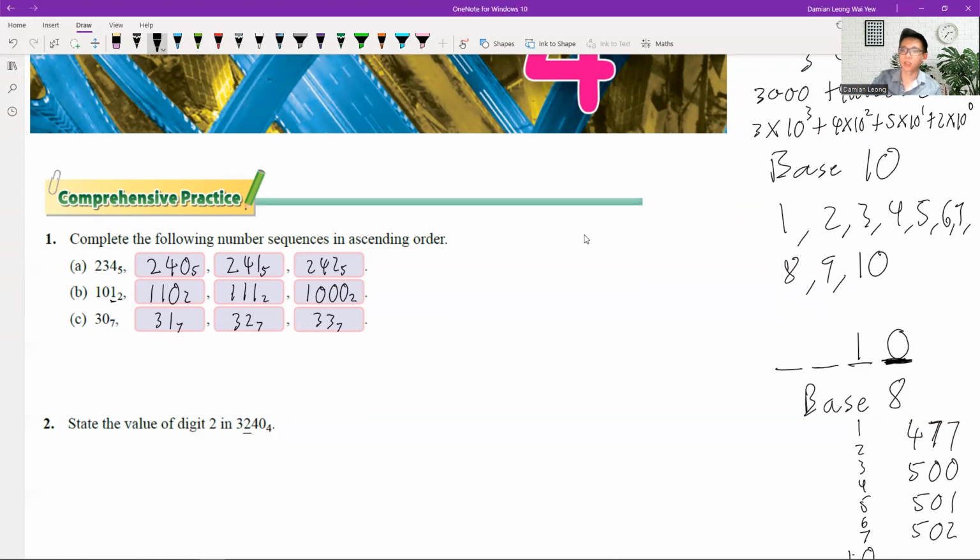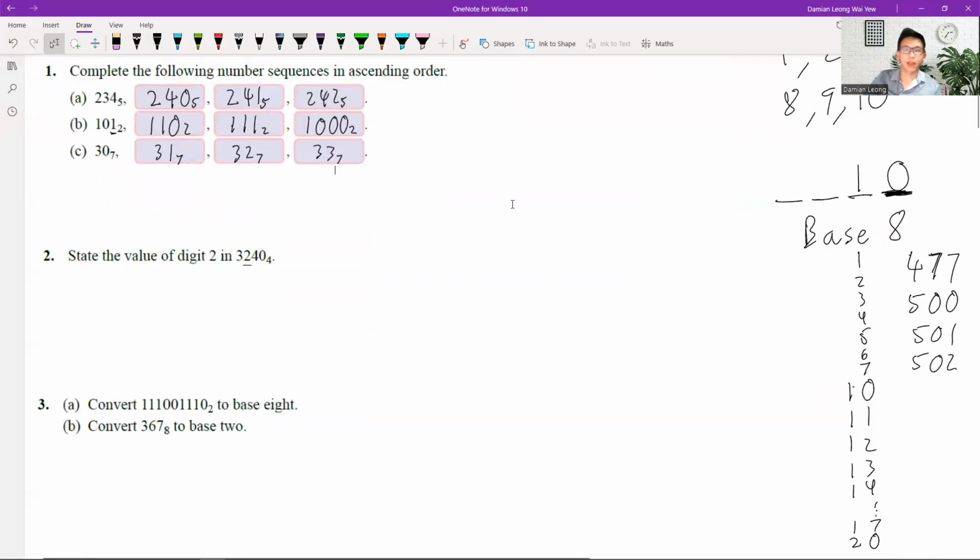That's it, because it doesn't reach the base number, so no need to carry over anything. Just increase like normal numbers. Okay, that's the first question. Second question here, state the value of digit 2 in 3240 in base 4.